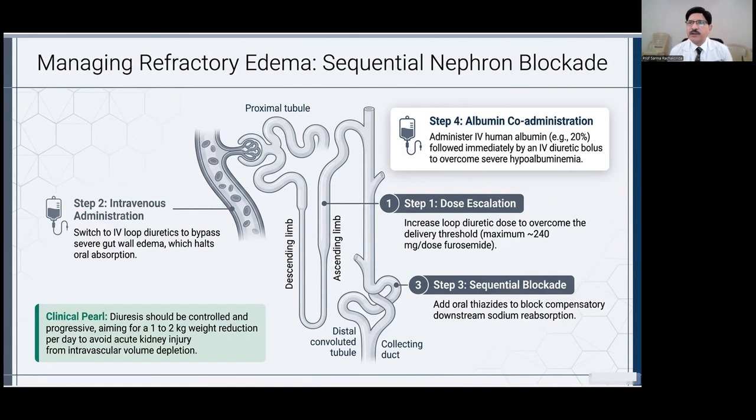Keep weighing the patient. Suppose he is weighing 60 kilos. Every day at least 1 kilo he must lose. Then only is the diuresis effective. You understand? Managing refractory edema is not that easy. You can say, sir, I have given the injection, they have not responded. But what did you do if it did not respond? Did you escalate the dose? Did you add an alternate diuretic? Did you give by needle? Did you infuse albumin?